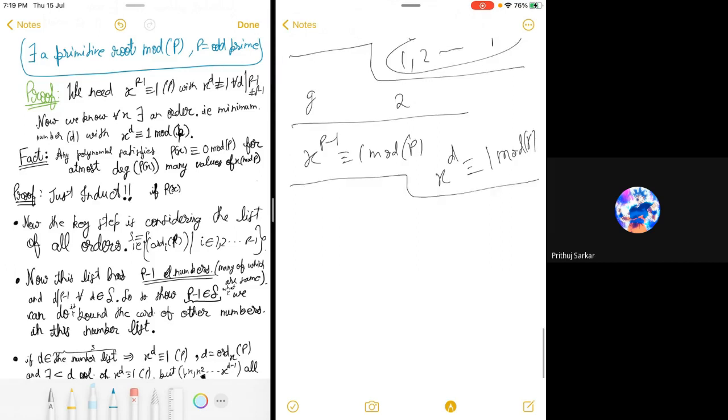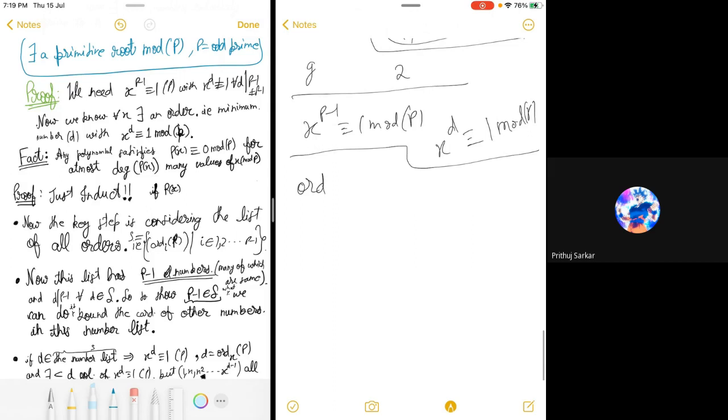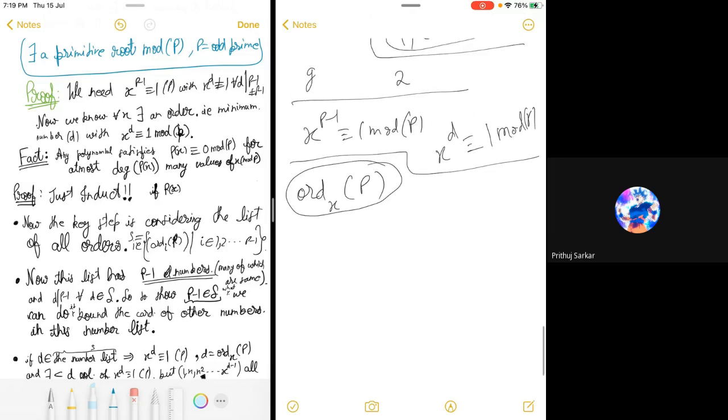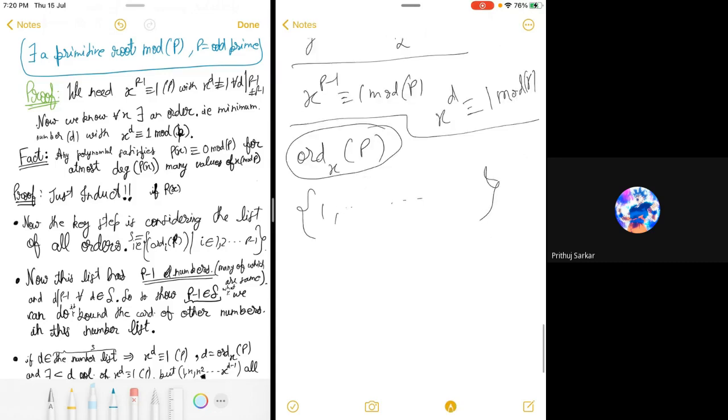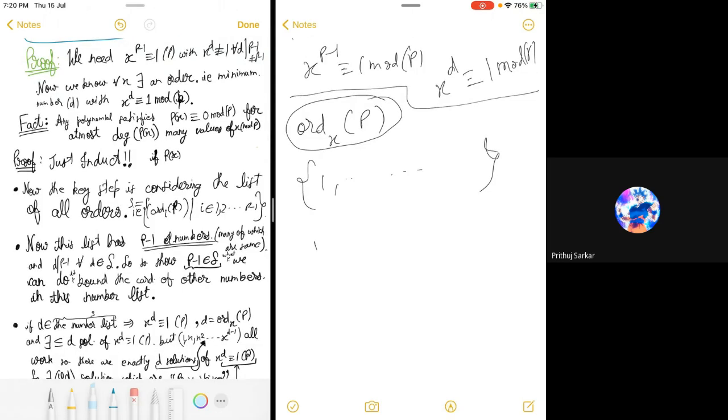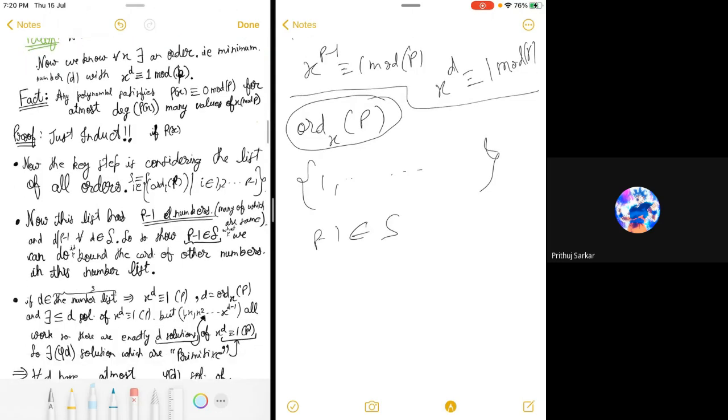Now the order of x modulo p is defined for every x. So the number of orders is exactly equal to p minus 1. We define this list of orders, which is the order of 1, which is 1, the order of 2, and so on. We have to prove that p minus 1 belongs to this list. This is the list in formal notation.